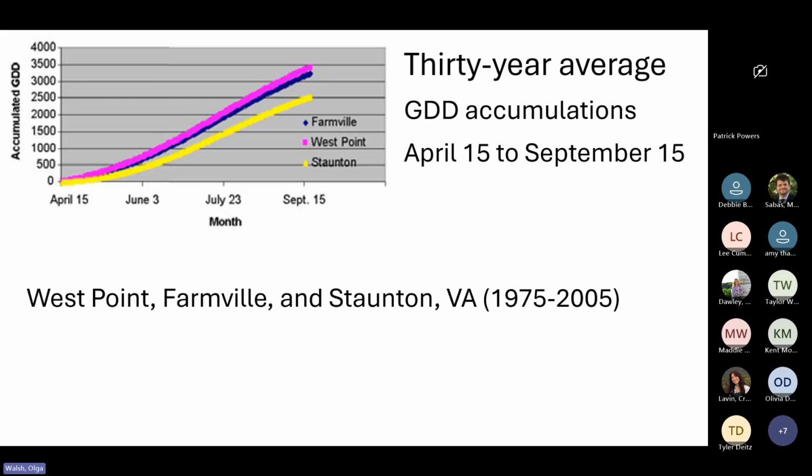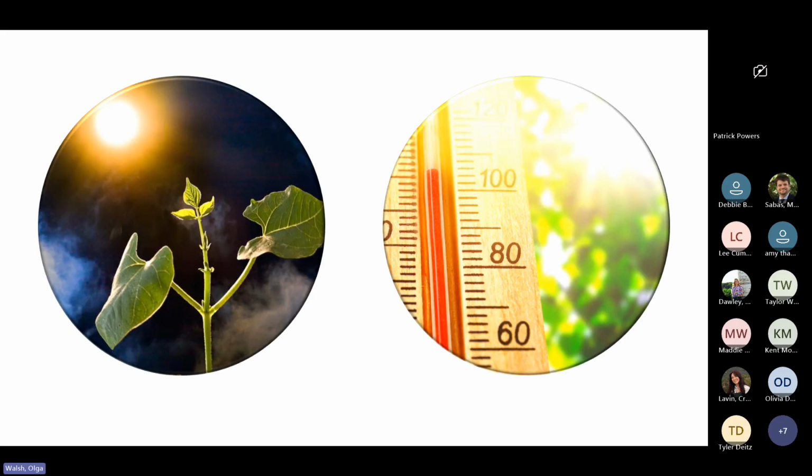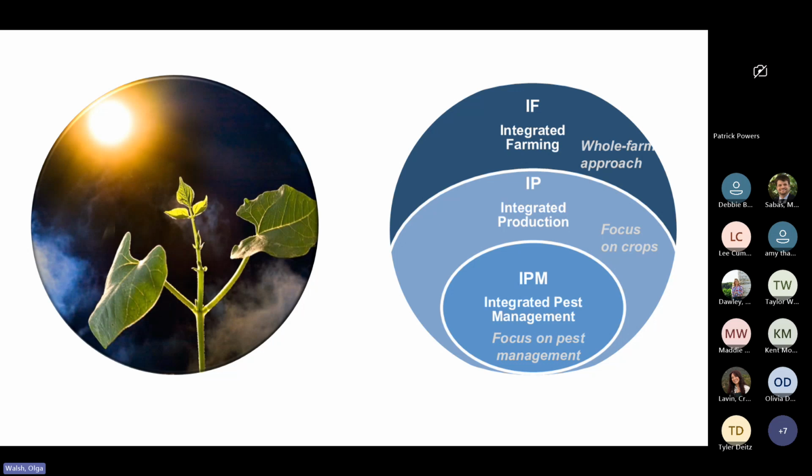So this is an example of the long-term, in this case 30-year, average GDD accumulation for a typical corn growing season at 3 different locations. You can see it's pretty close in trend, but definitely differs across those 3 locations. That is why our growing conditions and our yields vary drastically from field to field.